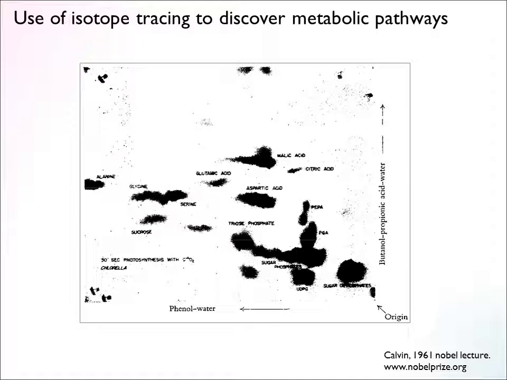And what he went on to do is to repeat these experiments at different time points. So he did detailed time series, and he could see which products were formed first and which were second, and so on. So he could come up with a sequence, and in that way he was able to reconstruct this cycle that we now know as photosynthesis.